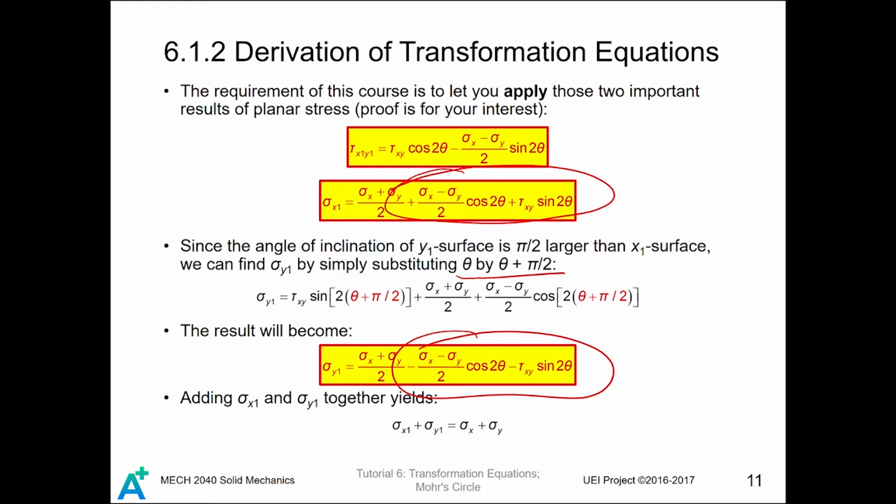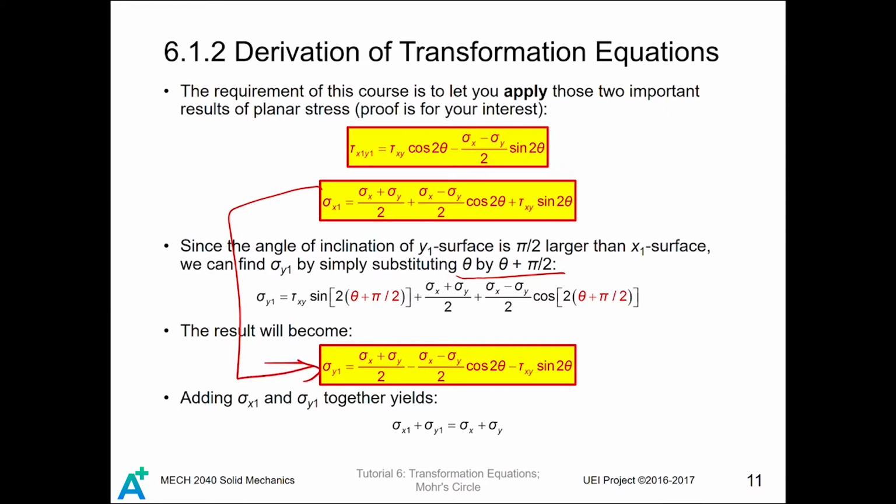At the same time, if you try to add those two equations together, then you will get this result. That means the sum of the direct stress in the x1 and y1 directions is equal to the sum of the direct stress in the x and y directions.